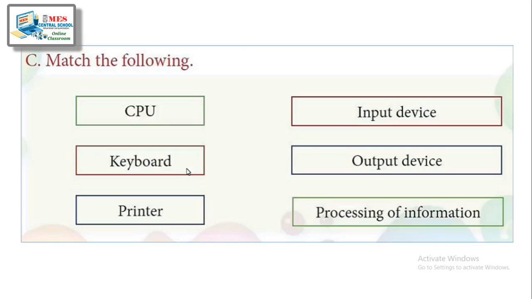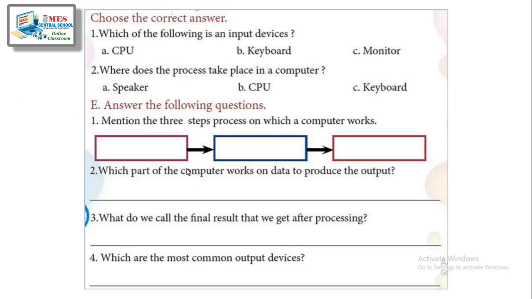Match the following. CPU. What is the CPU doing? Yes, it is doing the processing of information. Keyboard. Yes, the keyboard is an input device. Printer. The printer is an output device. This also you want to write in your notebook.